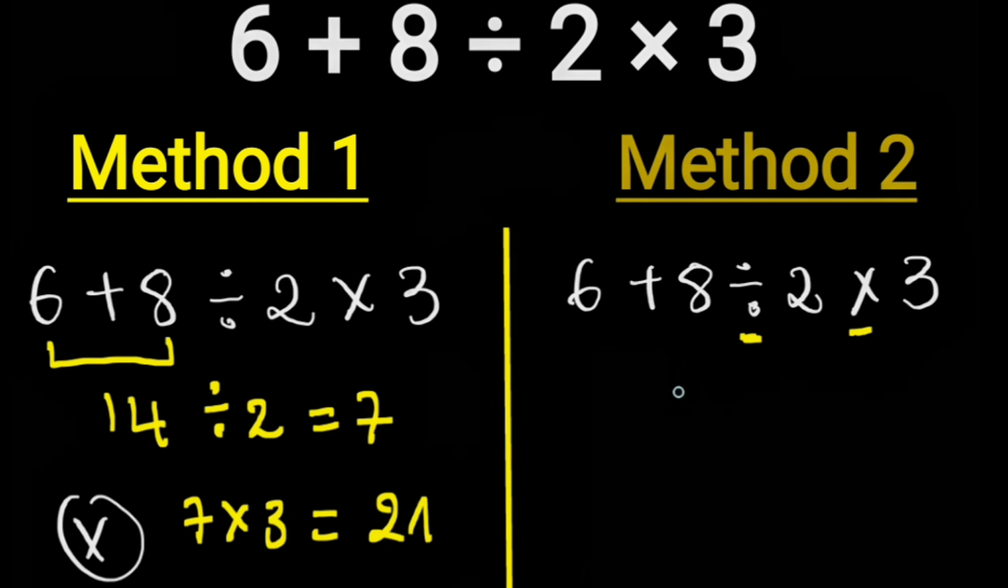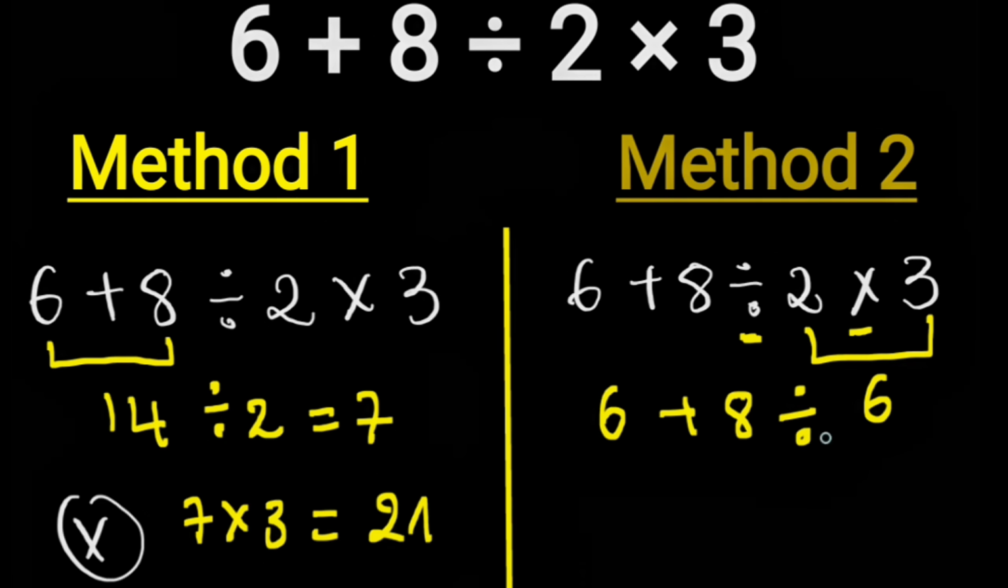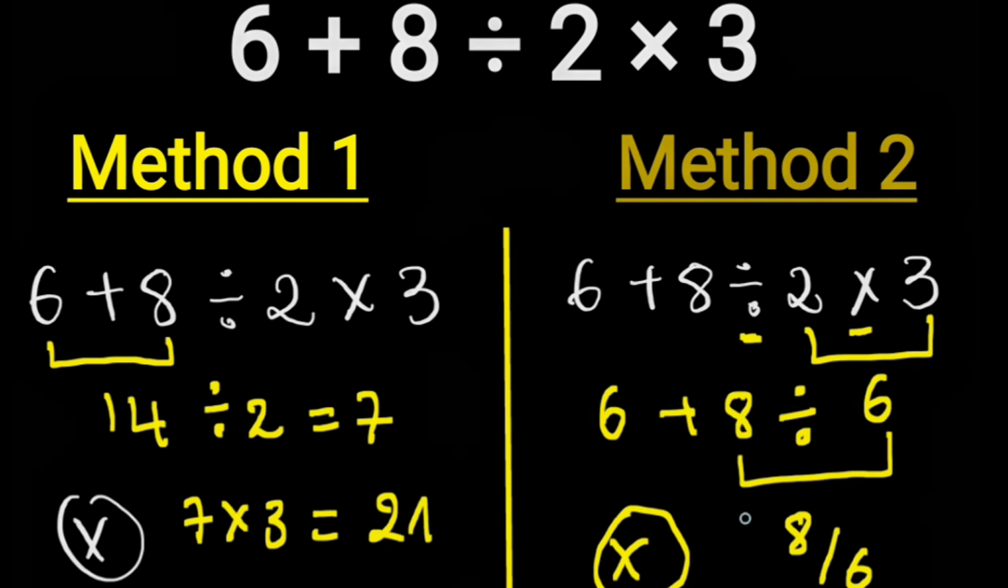They spot the multiplication by 3 at the end of the problem, and convinced that multiplication wins over division, they jump straight to 2 multiplied by 3. They multiply those two numbers first and get 6. Now their problem reads as 6 plus 8 divided by 6. They stare at 8 divided by 6, get a messy fraction that feels totally wrong, and confusion sets in. They know something is off, but they cannot figure out why their textbook rule just betrayed them.